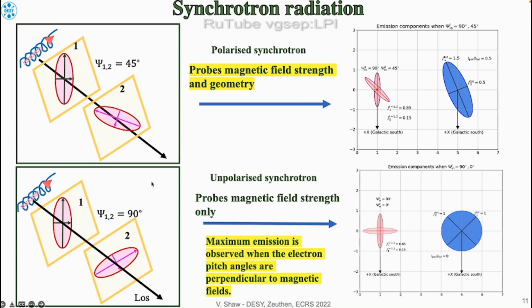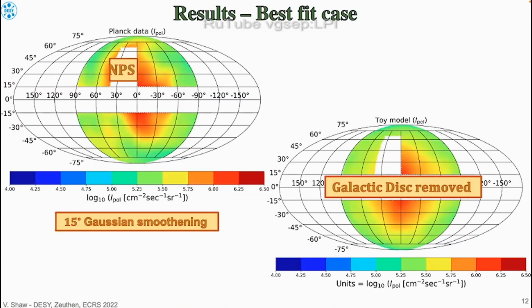In our case, we were interested only in probing polarized synchrotron emission. So with the 5 free parameters that I mentioned to you before, I ran an extensive scan to find the best fit model. To compare our model with the data, we chose the Planck data at 30 gigahertz, because Planck at 30 gigahertz in the polarized regime is mostly synchrotron dominated.